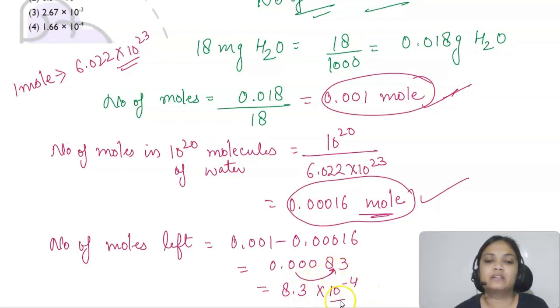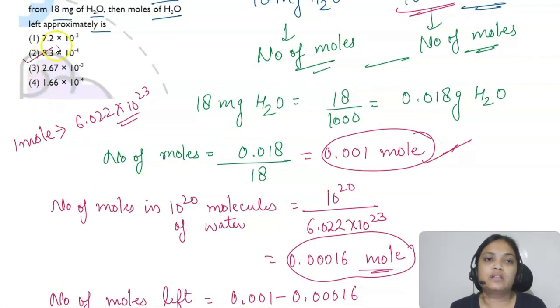क्योंकि significant figures में हमें answer लिखना होता है. So this much mole of water would be left. Okay students, so the answer is going to be option number 2. I hope that much is clear.